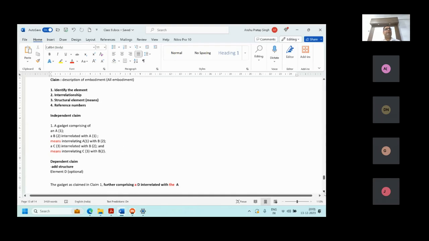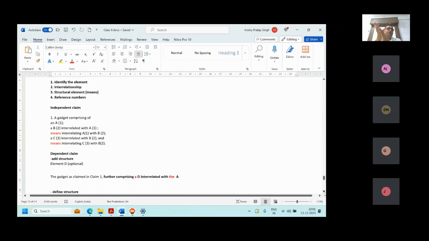Then we are talking about dependent claims. Dependent claims have two functions: either they add structure or they define structure. Adding a structure is when there is an optional element. Suppose in this example, the gazette has a D as an optional element. So you will write: The gazette as claimed in claim one, claim two, claim three, wherever it is. The gazette is the preamble, and you are reciting the entire preamble here.